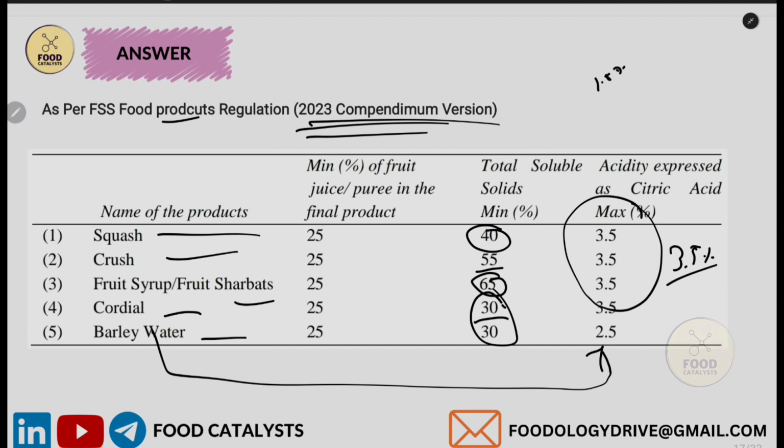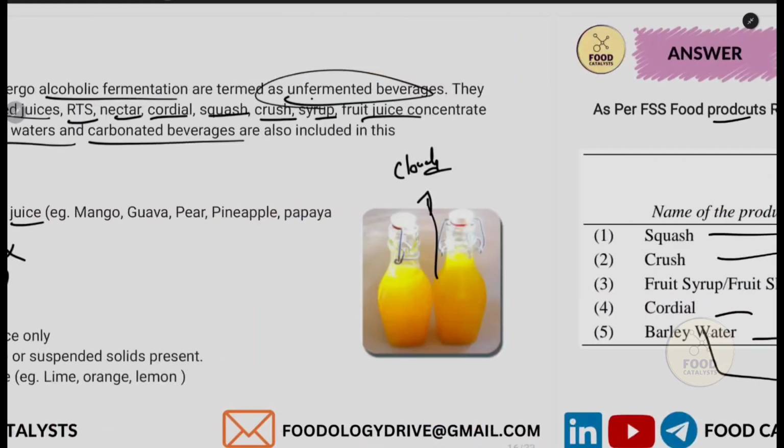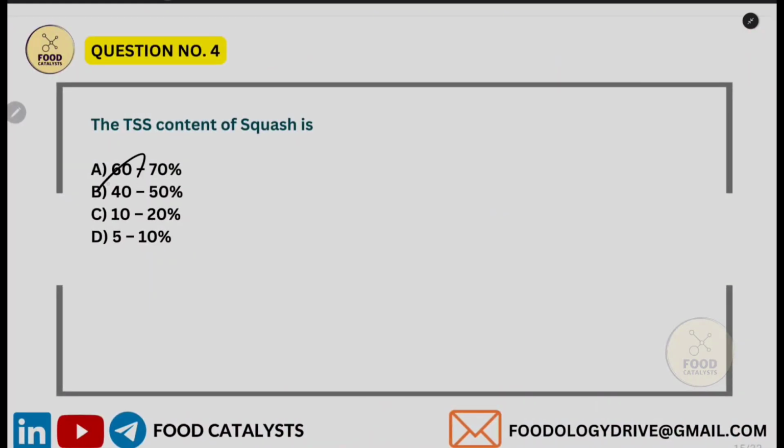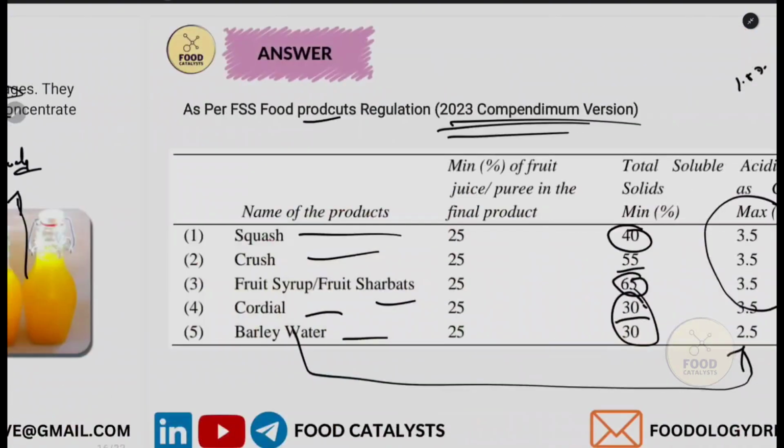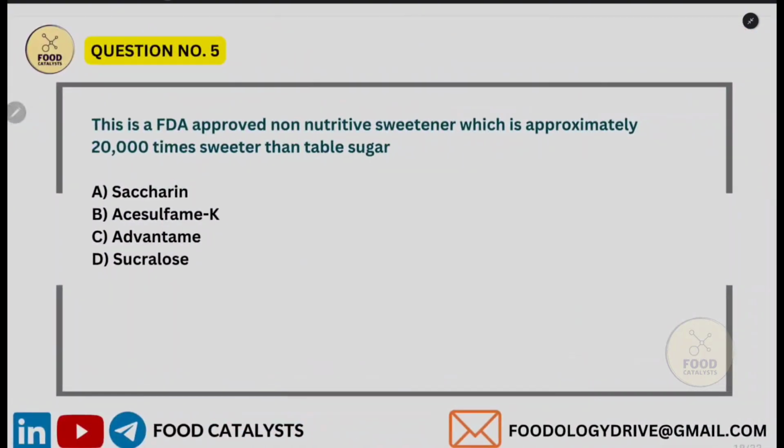See, the TSS is important. See, for squash it is 40. So simply the answer is B, 40 to 50%. Okay, let's move on further.